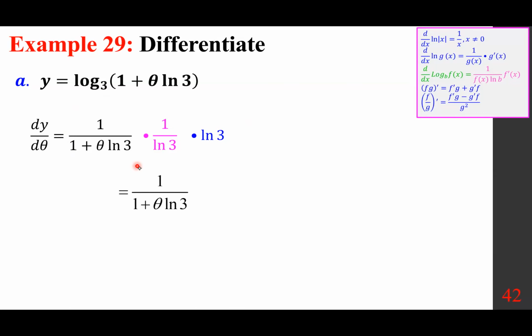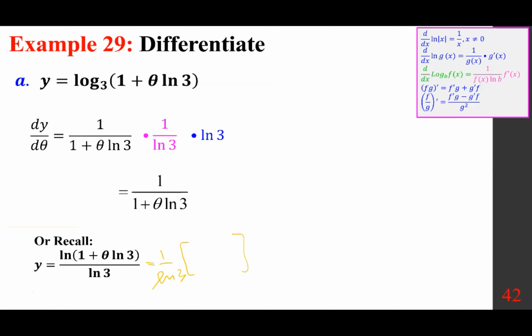Now, also, I want to remind you of the change of base formula. You could have written this one. If it makes it easier to remember, you could rewrite this as ln of the same thing over ln 3 and now differentiate this. If you want to go this route, this is the same as 1 over ln 3 times ln of 1 plus theta ln 3. If it makes it easier to remember it.